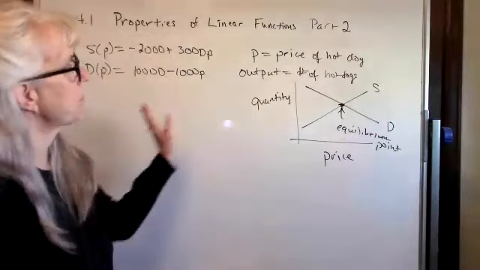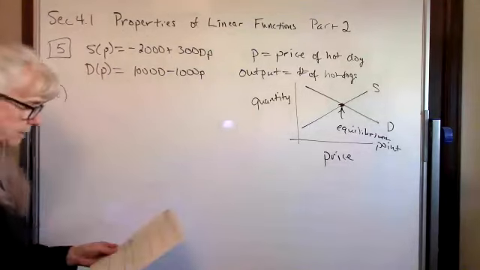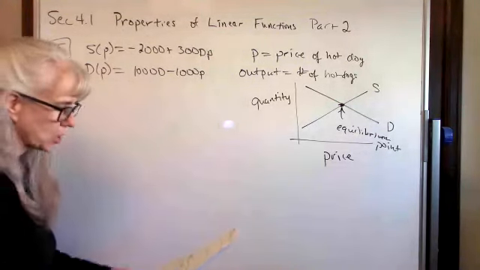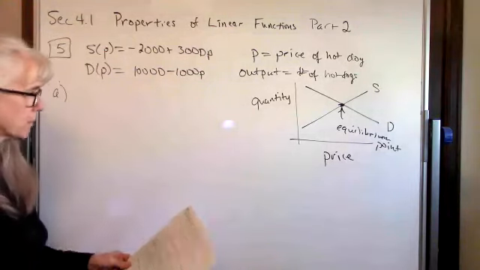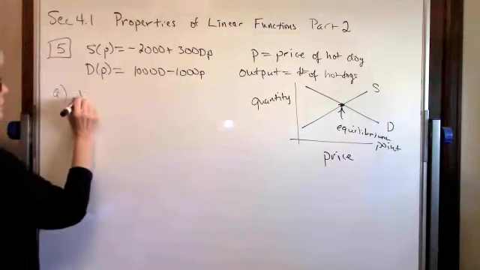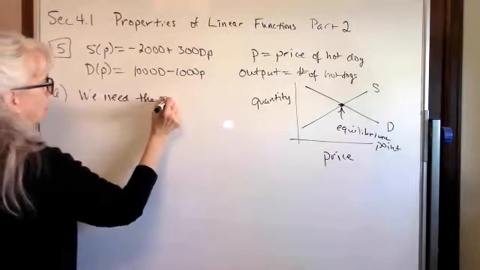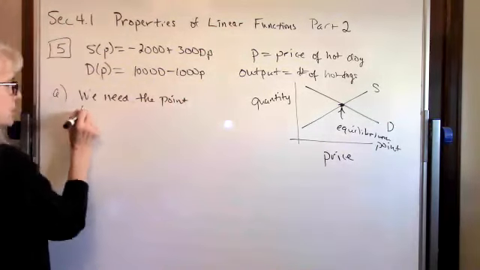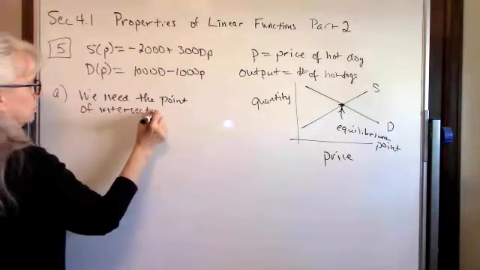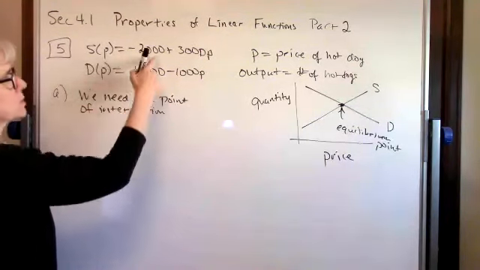So there's our background. Part A is asking us to find the equilibrium price for the hot dogs at the baseball game, and what's the equilibrium quantity? They're asking me to find that equilibrium point. So we need the point of intersection. The point of intersection is where these two are going to cross, and they're going to cross when they're equal to each other.